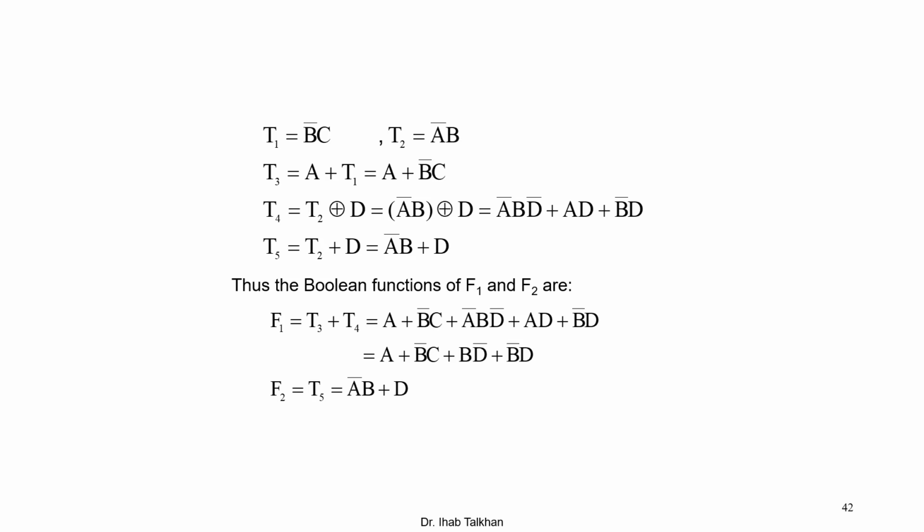In the same way, T4 equals T2 XOR D, which is A bar B XOR D, which equals A bar B D bar plus AD plus B D bar, B bar D. And then T5 equals T2 plus D, which is A bar B plus D. Then you can find F1 and F2 by substituting the values of T1, T2, T3, T4, T5. At the end, F1 equals T3 plus T4, which is A plus B bar C plus A bar B D bar plus AD plus B bar D, and F2 equals T5, which is A bar B plus D.